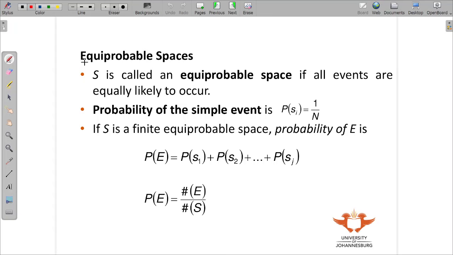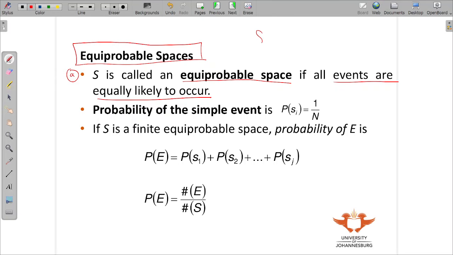Alright, in dealing with probability, we want to talk about what we call equiprobable spaces. Number one, let's have this definition. S is called an equiprobable space if all events are equally likely to occur. They have the same likeliness of occurring. That is what we call equiprobable spaces.